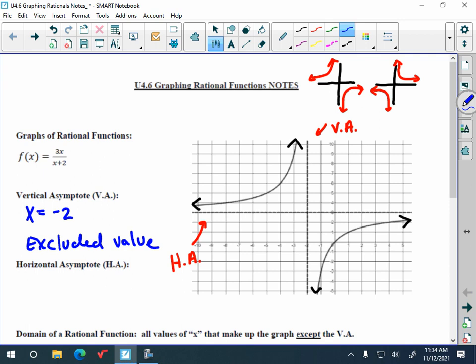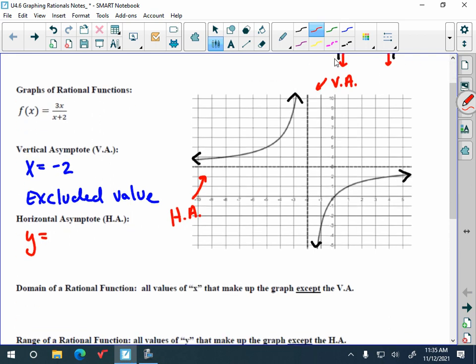Now our horizontal asymptote is the horizontal line, so it's always got to start with y equals, because all horizontal lines start with y equals. What do you think it would be for this one? Y equals 3, that's right. Now let's look at the equation and see where you think the 3 is coming from. Yeah, it's coming from the top, the numerator, the 3 in front of the x. Really, the way you're going to get it, and we'll talk about this in a few minutes, is it's the coefficients of the x's. The coefficient in front of the x on top is 3, and the coefficient in front of the x on the bottom is 1.